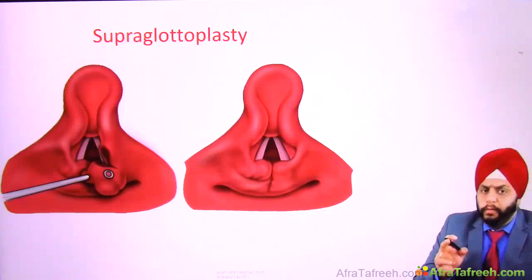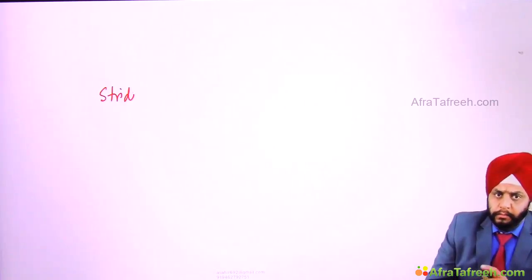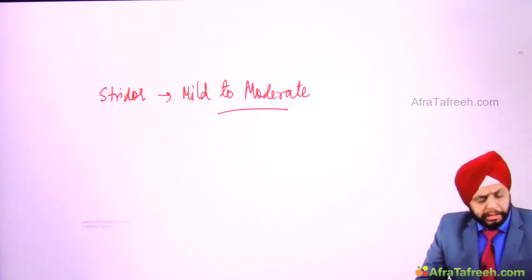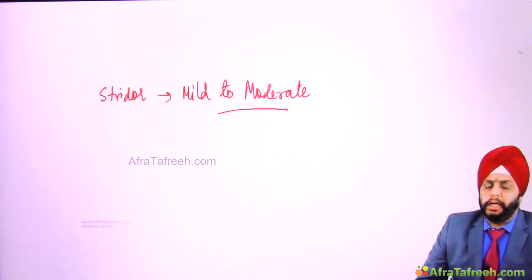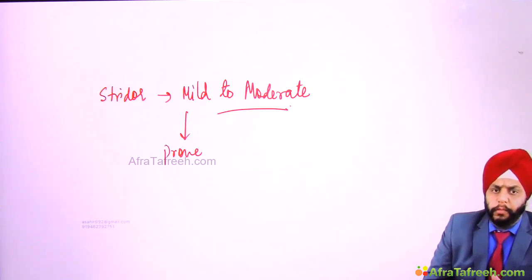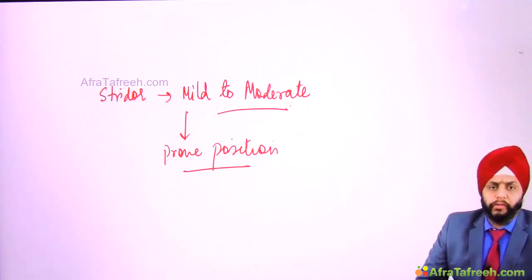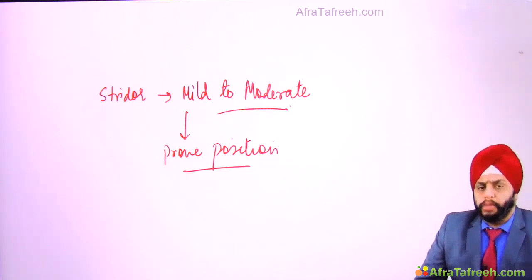Okay, remember, in most of these cases, the stridor is mild to moderate. Okay, that means some airway is still left. It is very, very unusual, very rare to find that the stridor is severe. In most cases, the stridor is mild to moderate, and that also improves when the child is placed in prone position. Okay, so in most cases the treatment is conservative. Only when the patient will be having severe stridor which is not improving, even by 2 years or even by placing in prone position, that you need to do something.